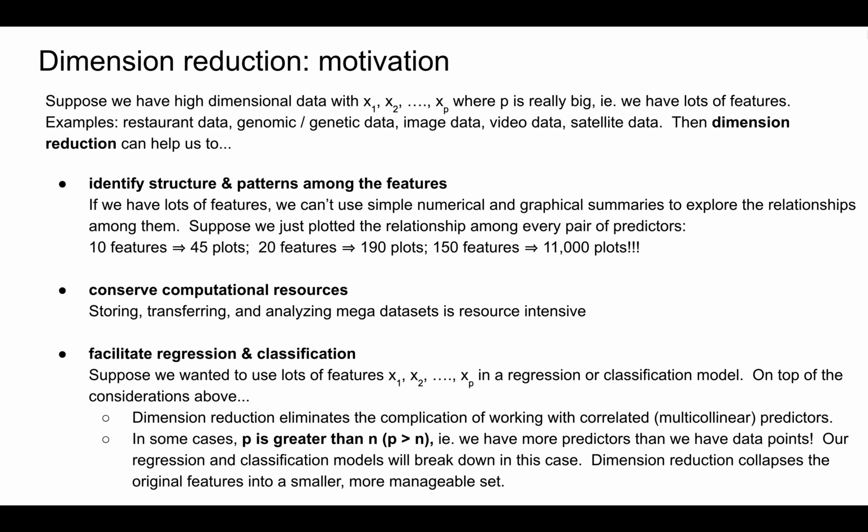Further, in some cases, p is actually greater than n. That is, we might have more predictors than we have data points. In this scenario, our regression and classification models just break down. We can't actually run a model with p greater than n. Thus, dimension reduction would help us collapse the original features into a smaller, more manageable dataset. That is, dimension reduction would actually help us implement regression and classification. It would make it possible.